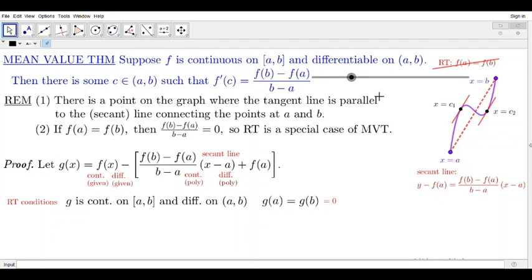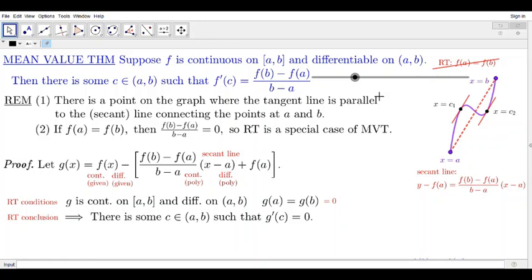So the function values of g at a and b are equal because they are both 0. Now, Rolle's theorem couldn't have been applied to the function f because f of a did not have to be the same as f of b. But we're sure g of a is equal to g of b. The conditions of Rolle's theorem are all satisfied by the function g, and therefore we get the following conclusion: there is some number c inside the open interval (a, b) such that g prime of c is equal to 0.